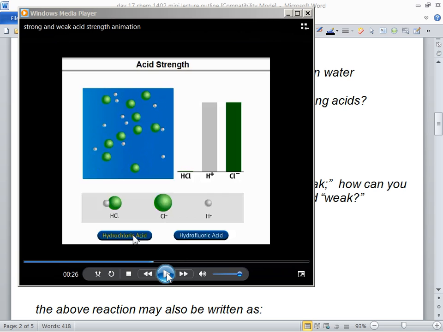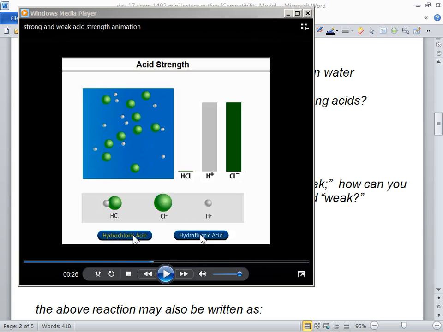HCl then would be an example of a strong acid or a weak acid? Strong, right? Because strong means it can do a lot of damage. It has a lot of hydrogen ions, right? Huge concentration. In fact, there isn't any HCl. HCl doesn't even exist. It 100% dissociates.